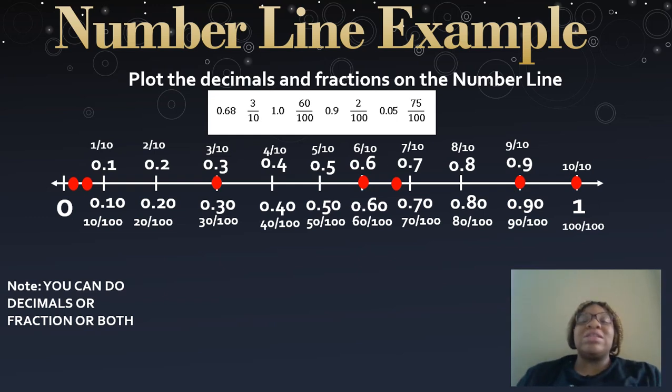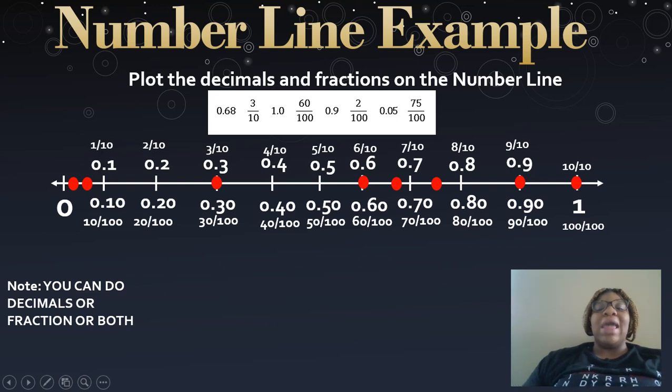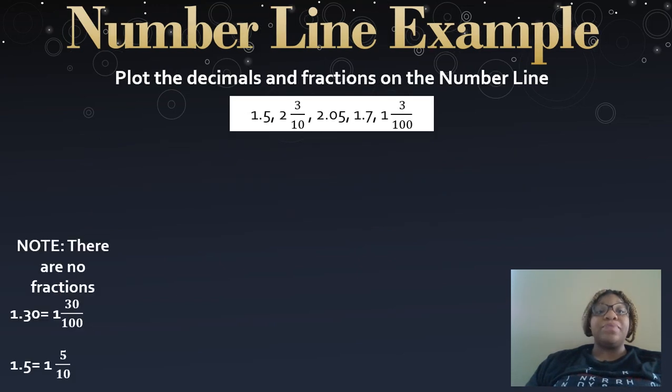Last one we have is 75 hundredths. Super easy. Is 75 hundredths going to go between 60 hundredths and 70 hundredths, 70 hundredths and 80 hundredths, or 80 hundredths and 90 hundredths? What do you think? Good. If you said between 70 hundredths and 80 hundredths, say whoop, whoop, whoop, whoop. It's going to go right there between 70 hundredths and 80 hundredths, right in the middle.